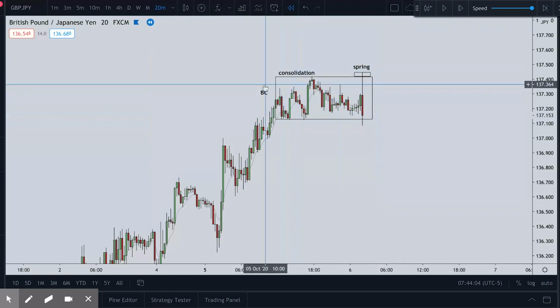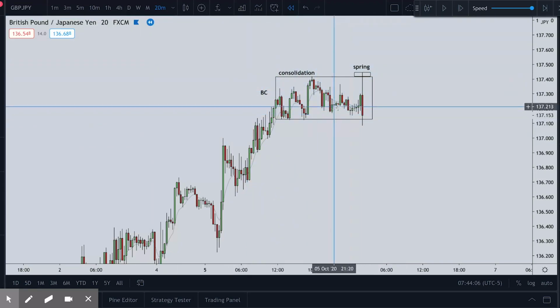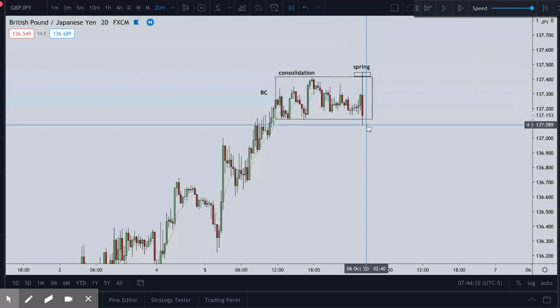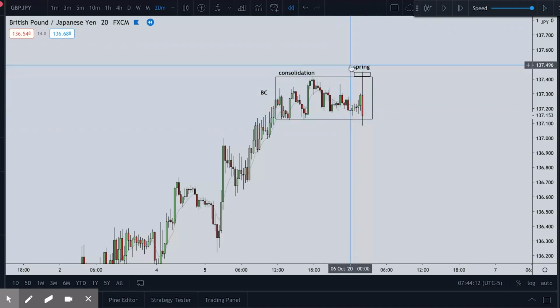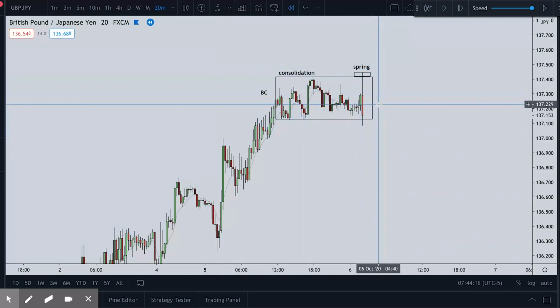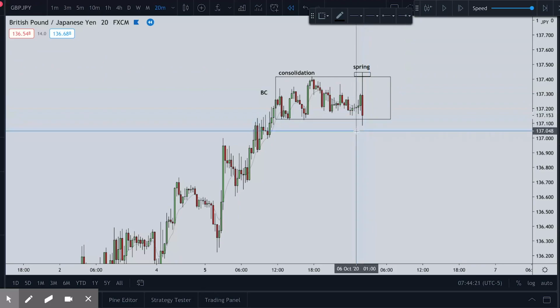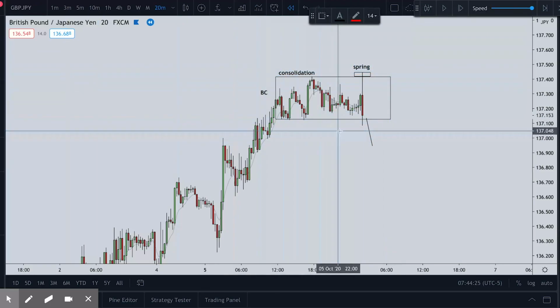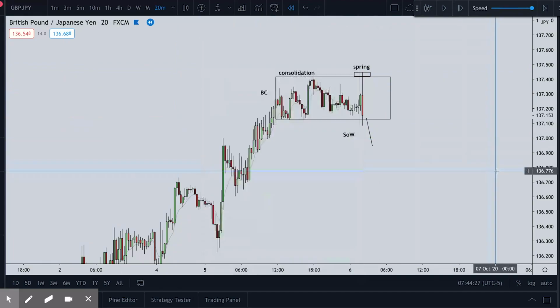Okay, so the market runs flat, tries to go higher, and is pushed all the way back down, showing that the strength of the sellers is now stronger than the strength of the buyers. So the next phase of a distribution schematic that we want to see is the low of the range taken out, which is going to be called a sign of weakness. Okay, a sign of weakness.